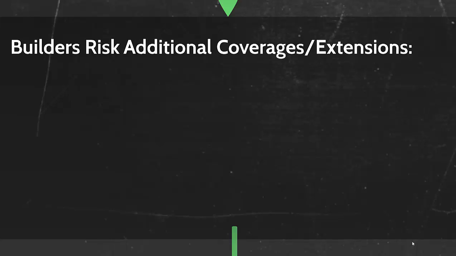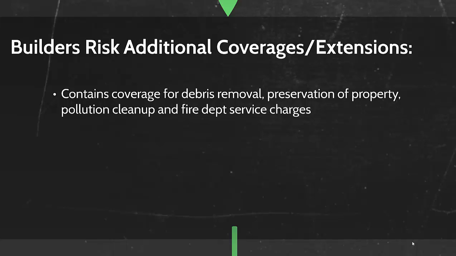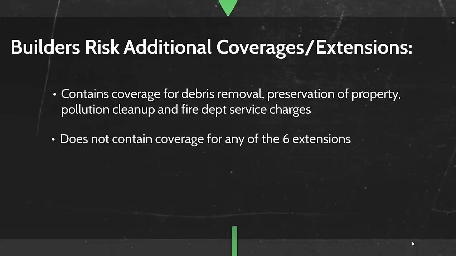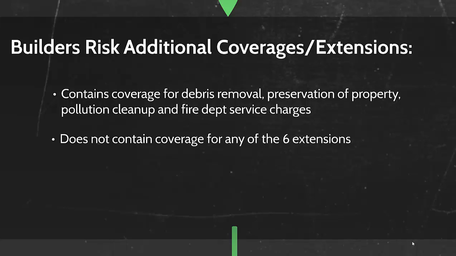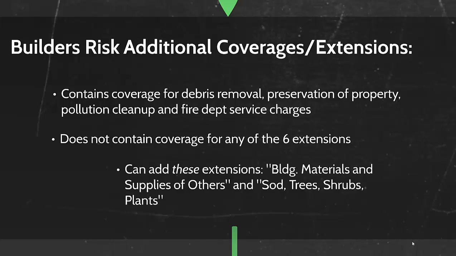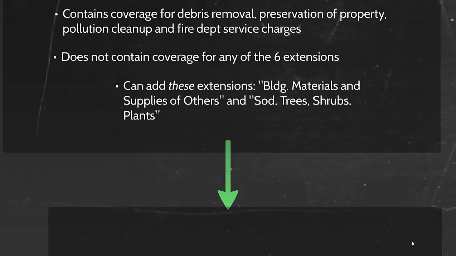There are also some additional coverages and coverage extensions in the builder's risk policy. For example, it contains coverage for debris removal, preservation of property, pollution cleanup, and fire department service charges. The builder's risk form does not provide the additional coverage for increased cost of construction, electronic data, or for any of the 6 coverage extensions included in the BPP. You can add these extensions: building materials and supplies of others, and sod, trees, shrubs, and plants.